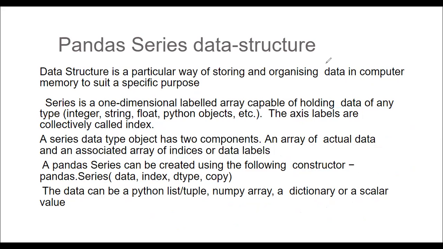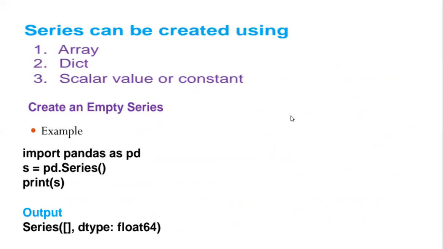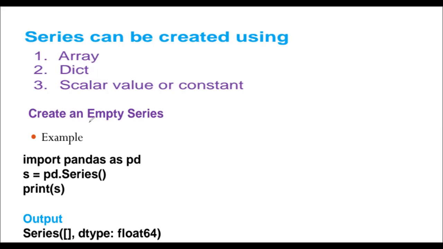Okay. Now, series can be created using array. Dict means nothing but a dictionary. Okay. Then a scalar value or a constant. So the first thing we are going to see today is create an empty series. That means you are not going to pass any data. Data means the original value. Just you want to create a series. At present, you don't have any value with you, but you are very sure you want to create a series. So you are creating an empty series.